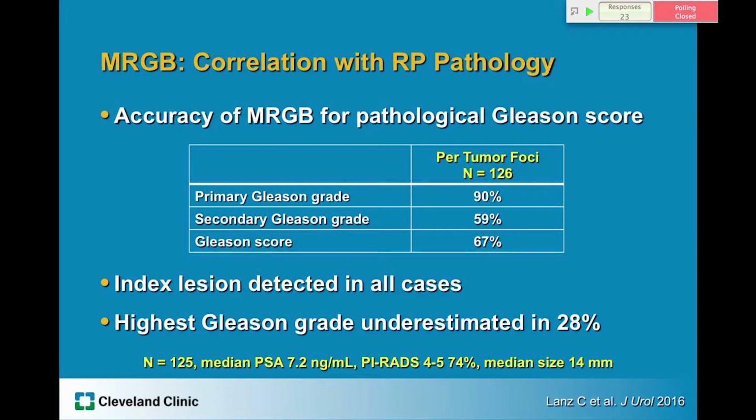Second study looked at that as well, and if you look at it per tumor foci, MR-guided biopsy tended to be quite good at identifying the primary Gleason grade, so it was accurate 90% of the time, but not as good at detecting the secondary Gleason grade, and was only accurate in identifying the Gleason score 2/3 of the time. And the highest Gleason grade was underestimated 28% of the time.